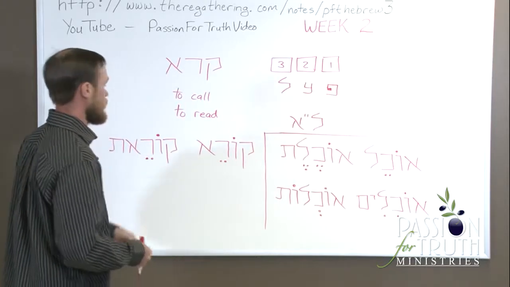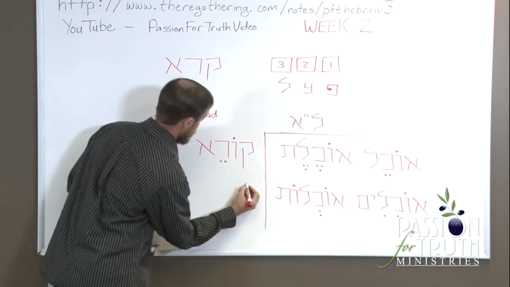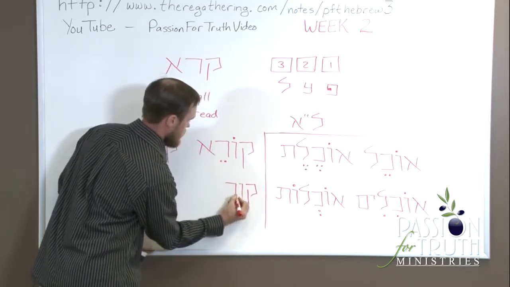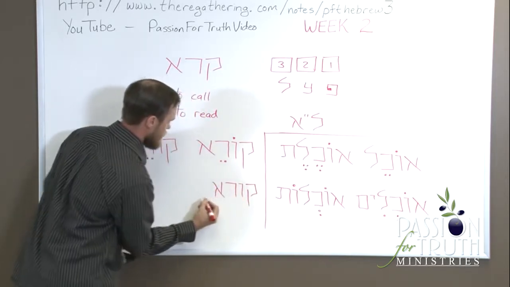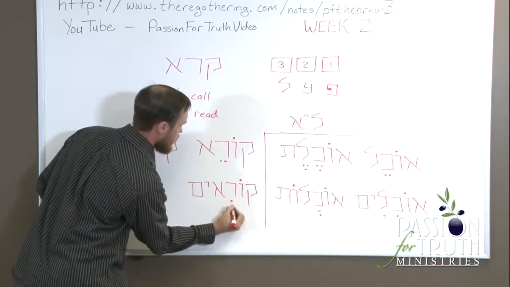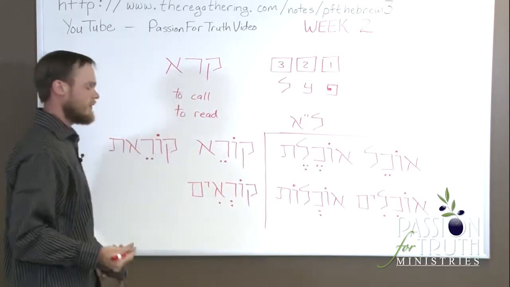So koreh, koreit, and the plural forms are the same, but they look a little bit funny with that aleph there. Kor'im.